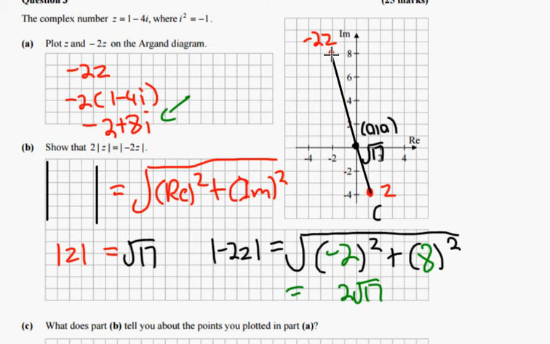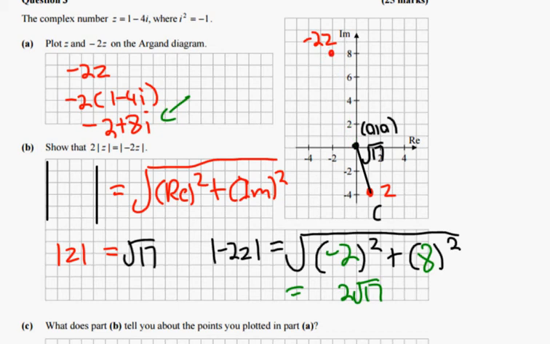What do you think is actually going on here? When we multiply it by 2, remember we multiplied it by minus 2 that time? When you multiplied it by 2, you doubled its distance away from the origin. Do you see that? See the way the green line is twice as long as the black line? You've doubled its distance, okay?